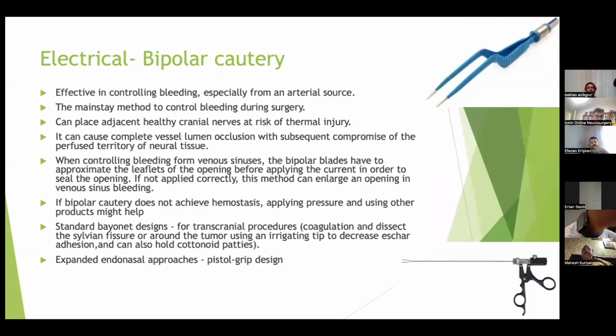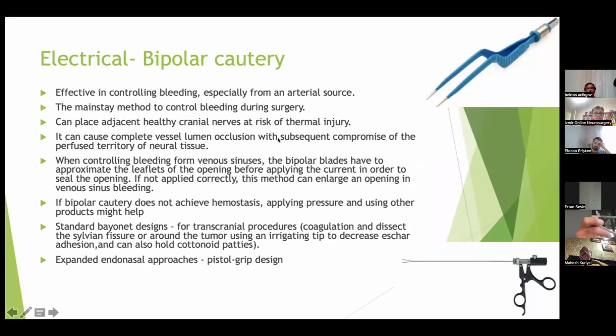I am not mentioning the cautery machines and the different types of cautery in detail, but it is worth mentioning because they also aid hemostasis. The first one is bipolar cautery. It is effective in controlling bleeding, especially from an arterial source, and it is the mainstay method to control bleeding during surgery. But if you are working near the cranial nerves, you should make sure that the setting is really low. It should be a low amplitude application. Otherwise, it can lead to injury to the surrounding blood vessels and cranial nerves.